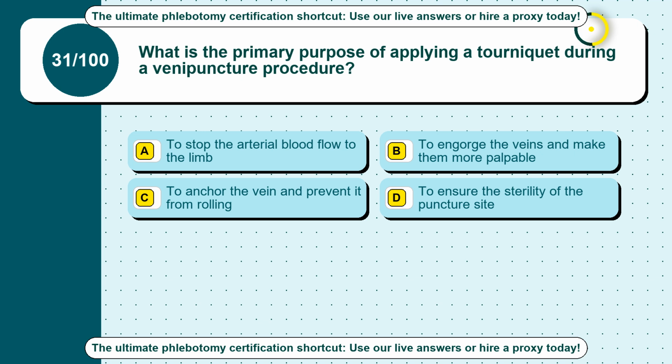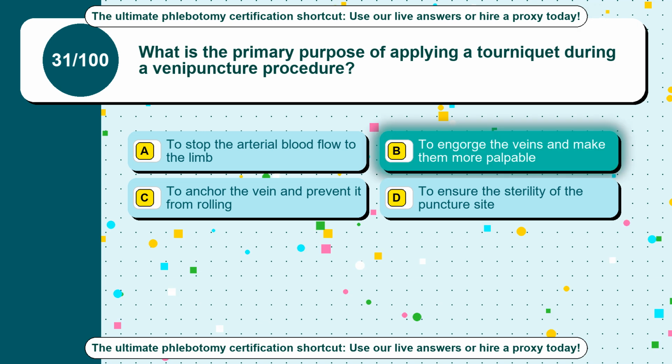Option B. To engorge the veins and make them more palpable. Option C. To anchor the vein and prevent it from rolling. Option D. To ensure the sterility of the puncture site. The correct answer is option B. To engorge the veins and make them more palpable.